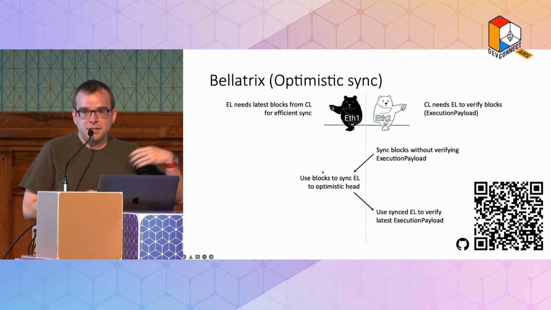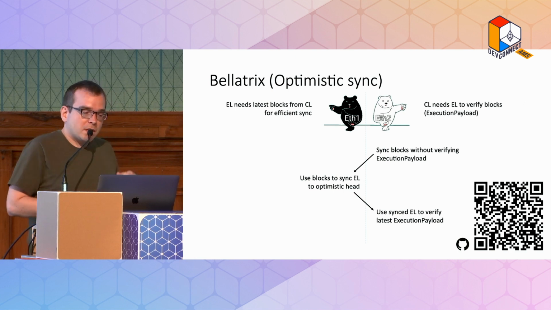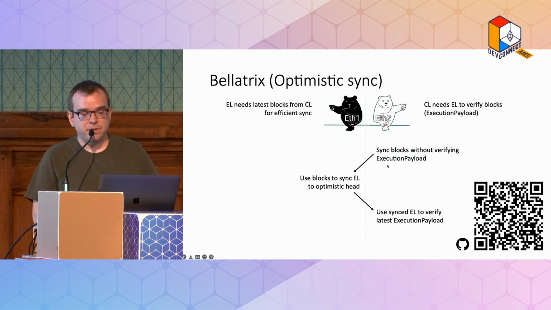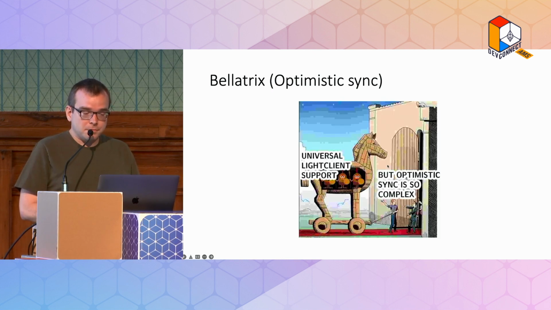And then the EL can use whatever fancy mechanisms it has to sync to the latest head. Then you can verify the latest execution payload, and if that one is valid, the entire thing before is also valid, again, because it's a blockchain. The problem here is that there have been some complaints about the complexity, because it introduces this concept of partially verified blocks. And the Light client can help with it.